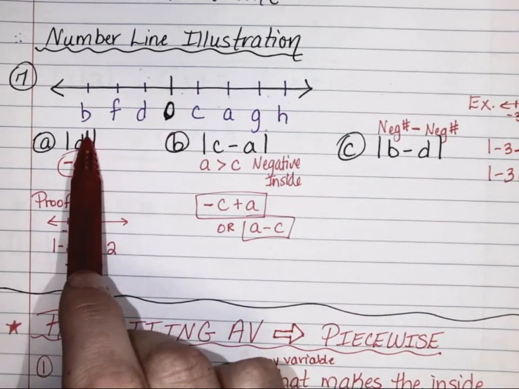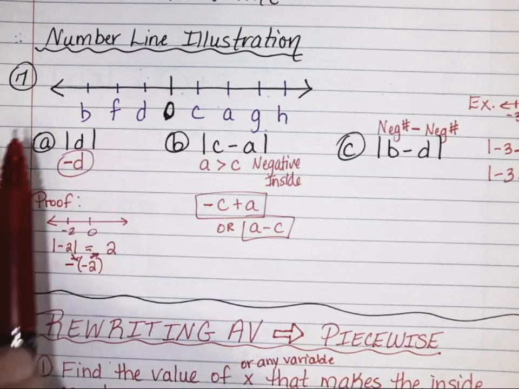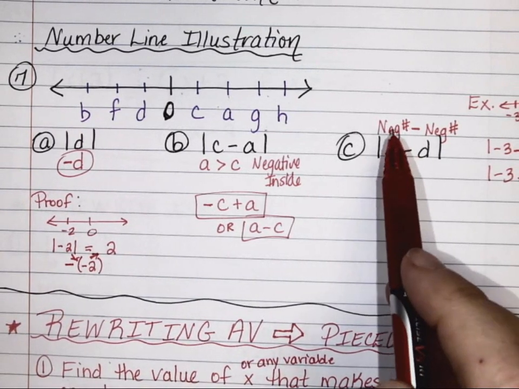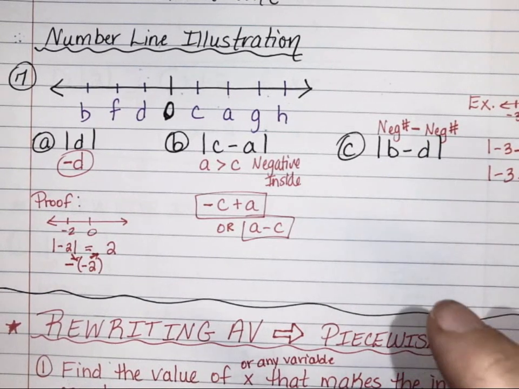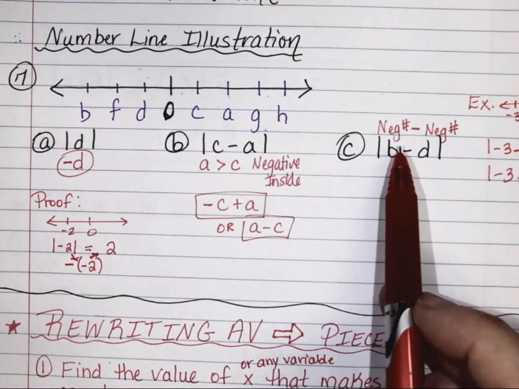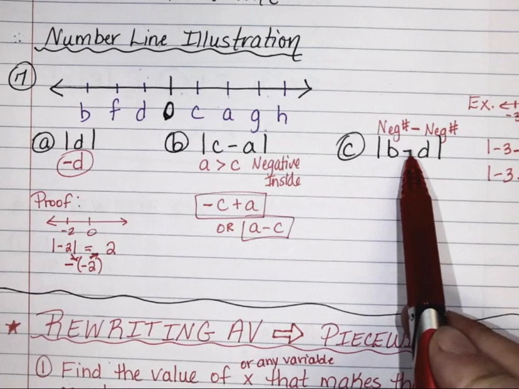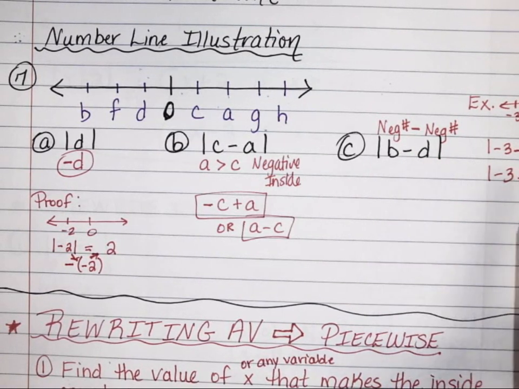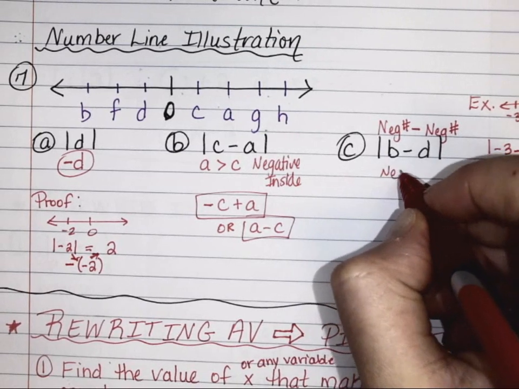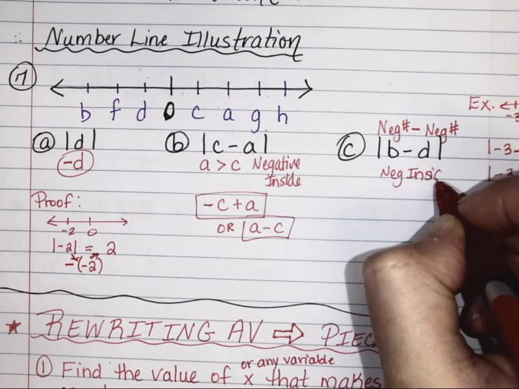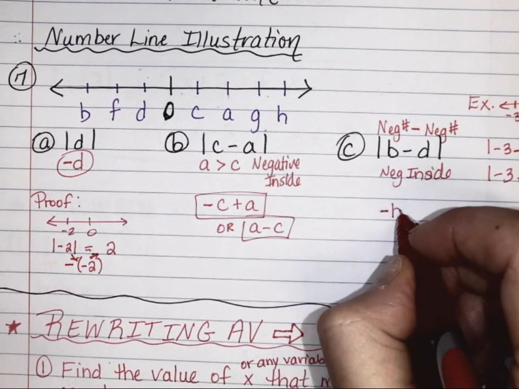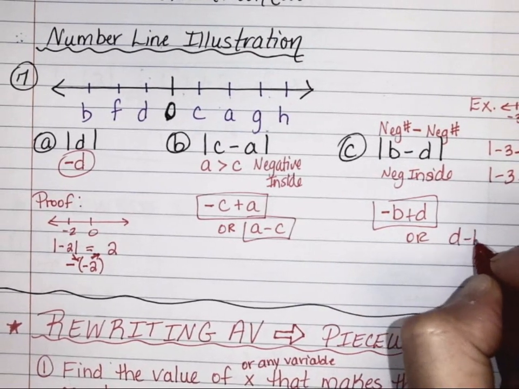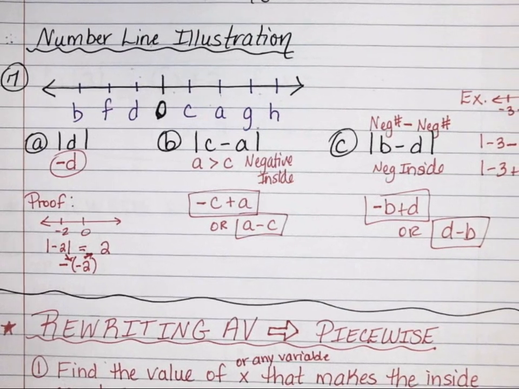So you've got a smaller number, or if you want to think about it in this way, a bigger negative number, which is technically not correct, but you've got a very small number minus another negative number. So that's always going to give you a negative inside. So we change it. So this becomes -B plus D, or D minus B.